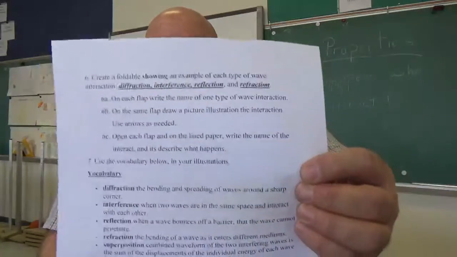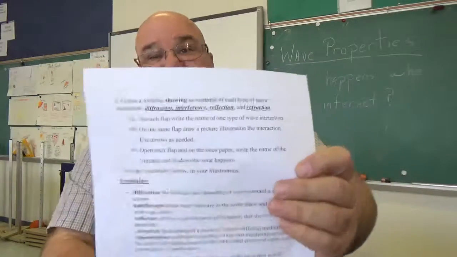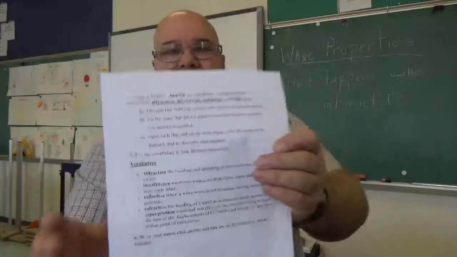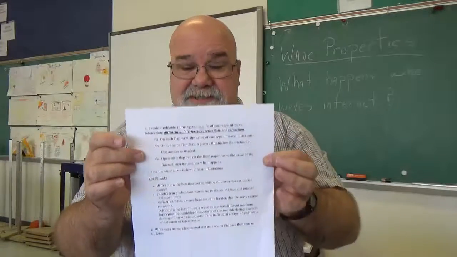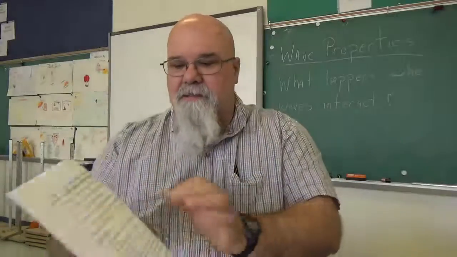So now that you have your sheet of paper and your 4 moving flaps, you're going to review in the book and notice there are 4 types of interactions we're discussing: diffraction, interference, reflection, and refraction. Make sure you are clear on what they are. Feel free to go to Google Images and get an idea what they look like.